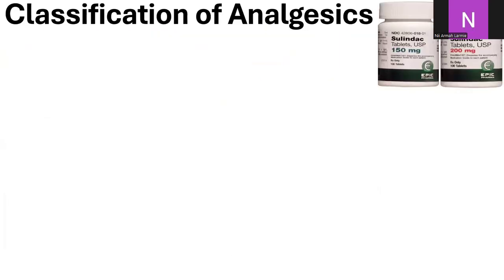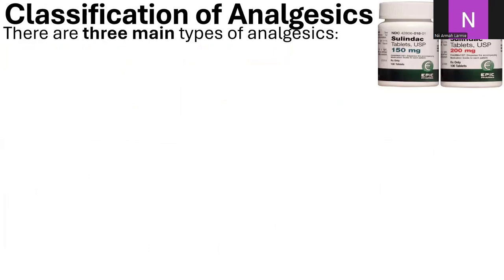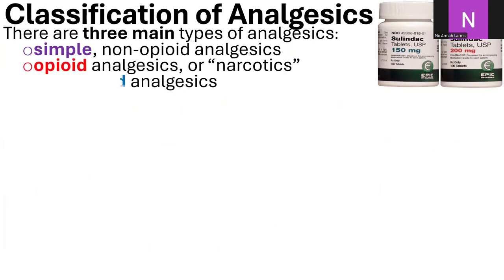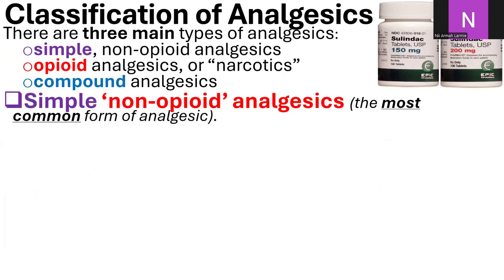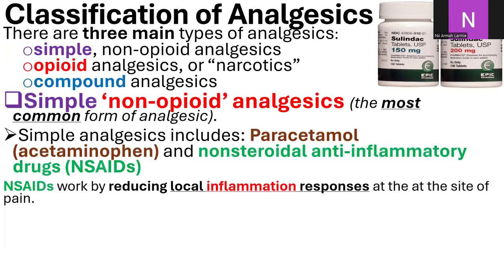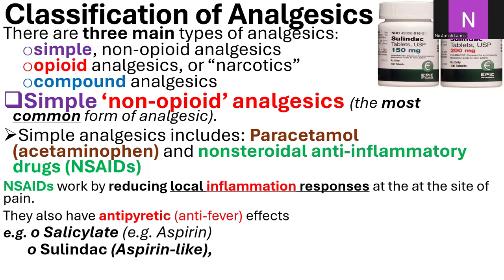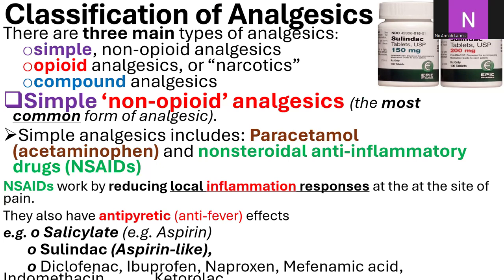Good. Now, let's classify our analgesics. We'll put them into three main classes, and basically it's two, and the third one being a combination or a compound of the first two. So the first class of analgesics is known as the simple analgesics. It's also referred to as the non-opioid analgesics, and also as the non-narcotic analgesics. So sometimes we call them simple non-opioid analgesics or non-narcotic analgesics.